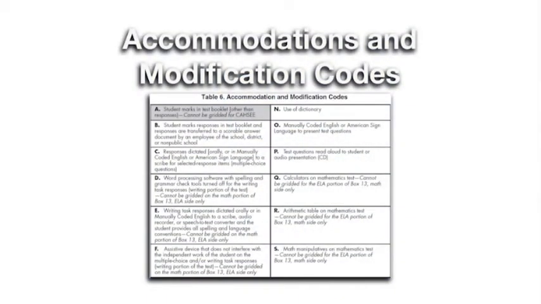Accommodations vary how the student is tested but do not change what the test measures. Examples of accommodations include testing over more than 1 day, using a large print or braille test booklet, or using manually coded English or American Sign Language to present mathematic test questions.